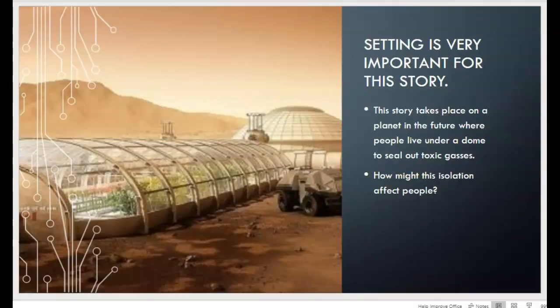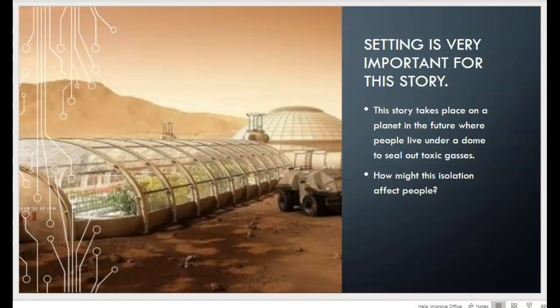All right. The setting for this story is very important. The setting takes place on a planet, probably Earth, but we're not sure. It takes place in the future where people live under a dome to seal out toxic gases. So this brings you to the idea that there was some sort of apocalypse where society as we knew it kind of fell apart.